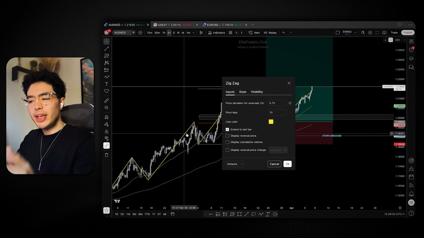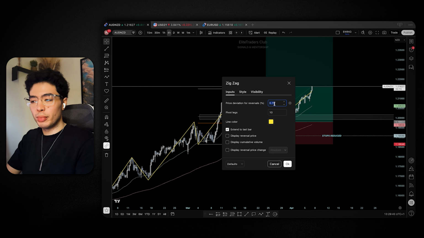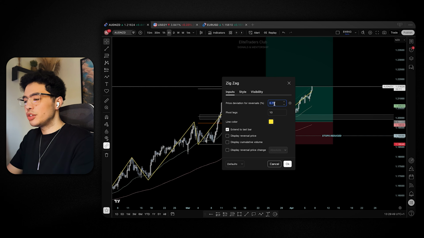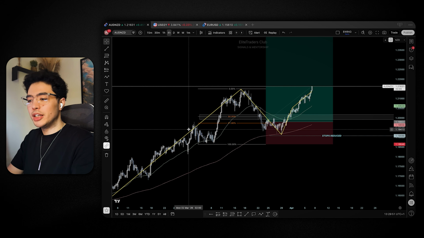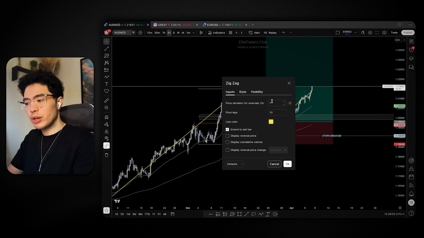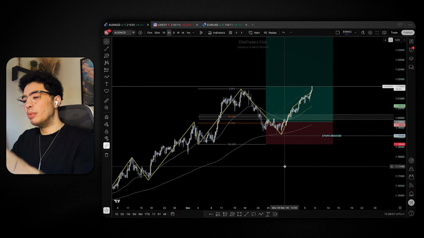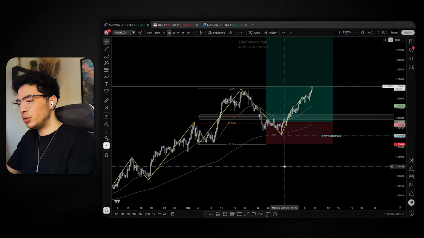Now, you may need to change the settings depending on the market. Every market has its own behavior. It has its own structure. So sometimes you might need to use 1. You might need to use 0.75. It really depends. So play around with it, see what works best in your market. But for this one, and generally, I'll use 0.75.